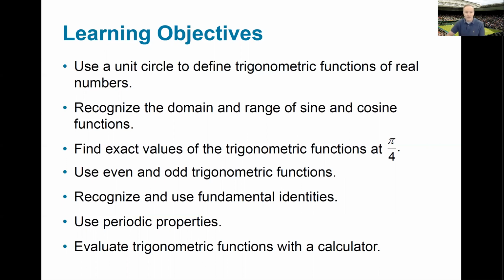Find the exact values of trigonometric functions at pi/4, or really any of our common angles. We'll look at that. Use even and odd trigonometric functions. So, for example, if we know the cosine and sine at pi/4, what's the cosine and sine at -pi/4? Knowing which one is even and which one is odd gives us the answer to that. Recognizing and using fundamental identities, using periodic properties, and evaluating trigonometric functions with a calculator.